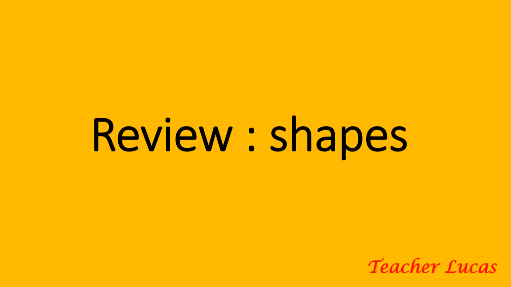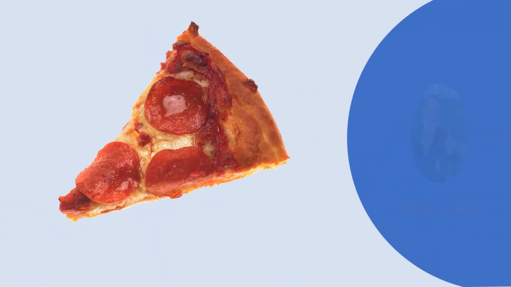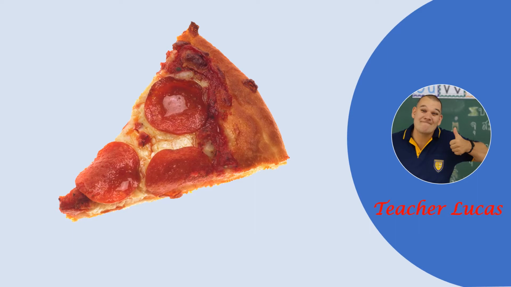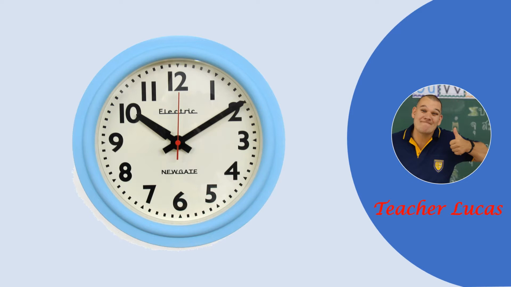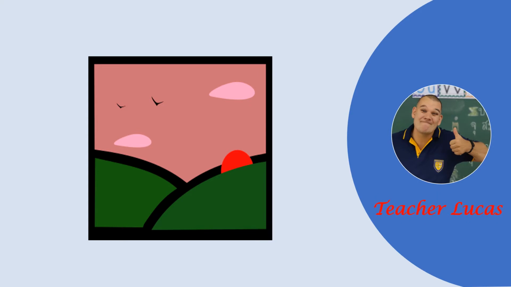Review shapes. Now, what shape is a pizza? Yes, it's a triangle. Good job. What shape is a clock? It's a circle. Very good. What shape is the window? Yes, it's a square. Well done.